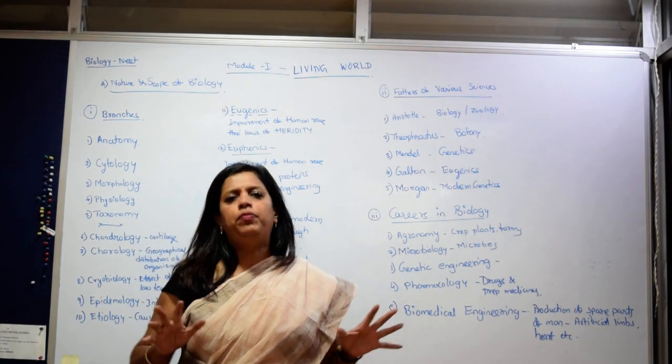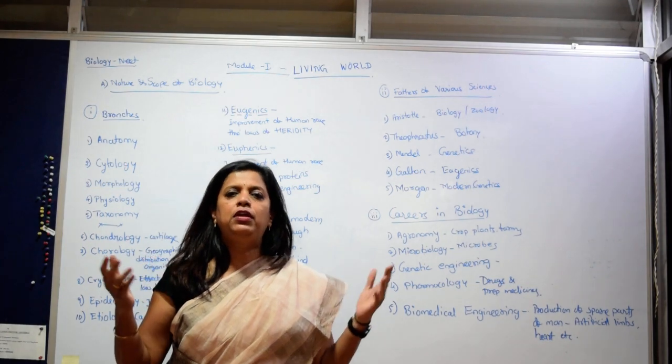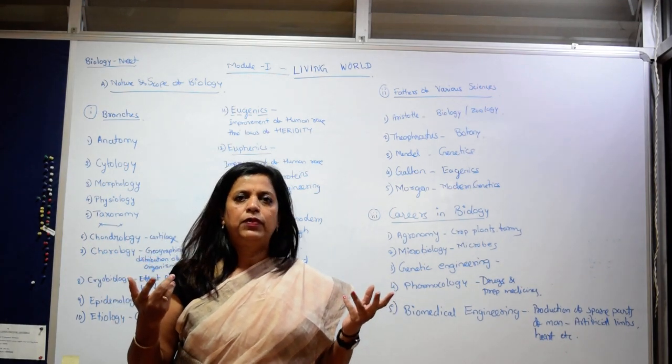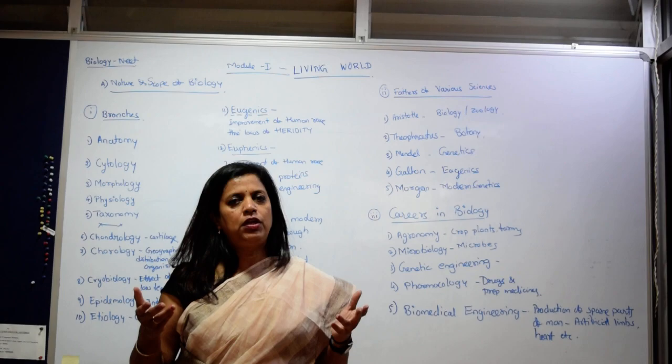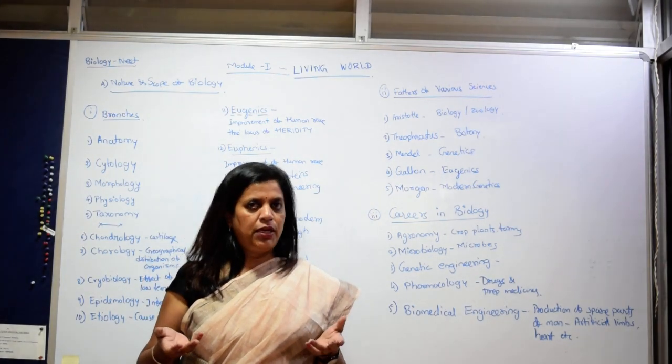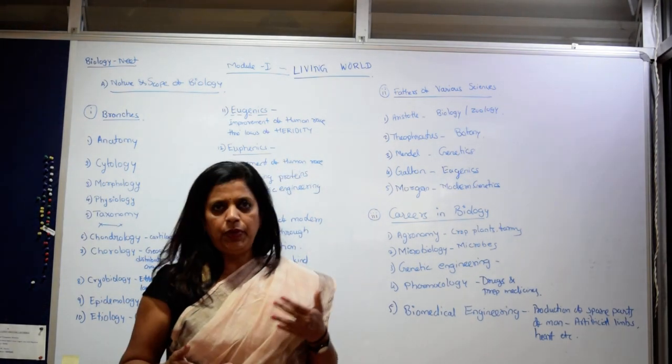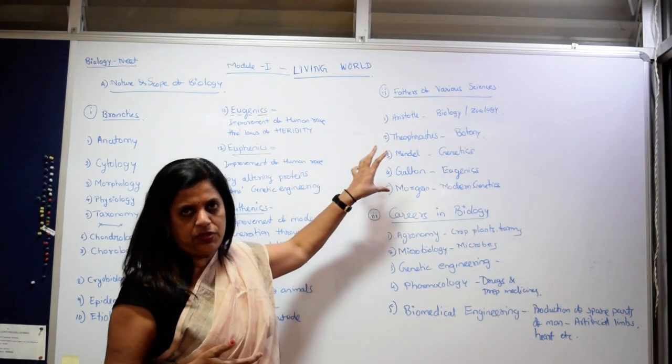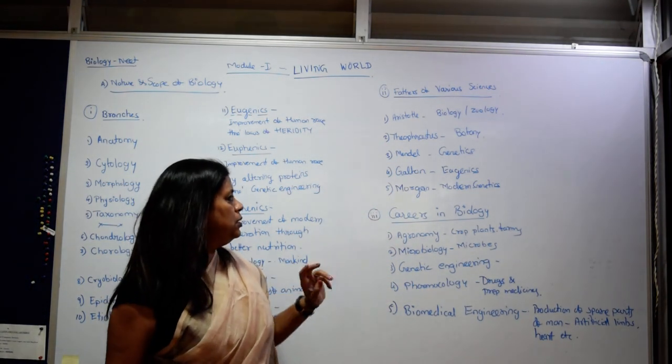Other than this, there are a lot of people, like the father of the Green Revolution in India, Dr. Swaminathan, right? Father of the White Revolution in India, Mr. Verghese Kurien. Like that you have a lot of people, but I am just giving you a gist. Then come to careers in biology.